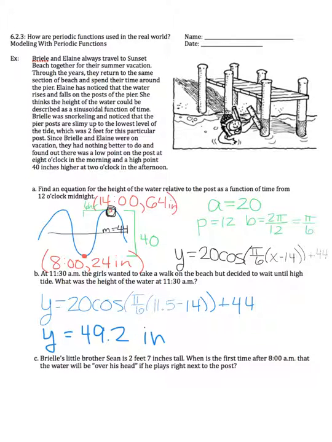The last problem is a little bit trickier because you're solving for an x value. So it says that Brielle's little brother Sean is 2 feet 7 inches tall. When is the first time after 8 a.m. that the water will be over his head if he plays right next to the post? So they're giving us a y value and we have to solve for an x value.